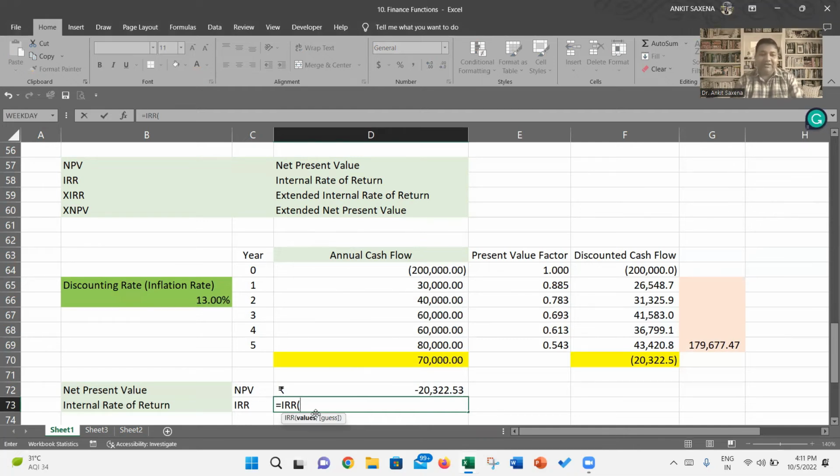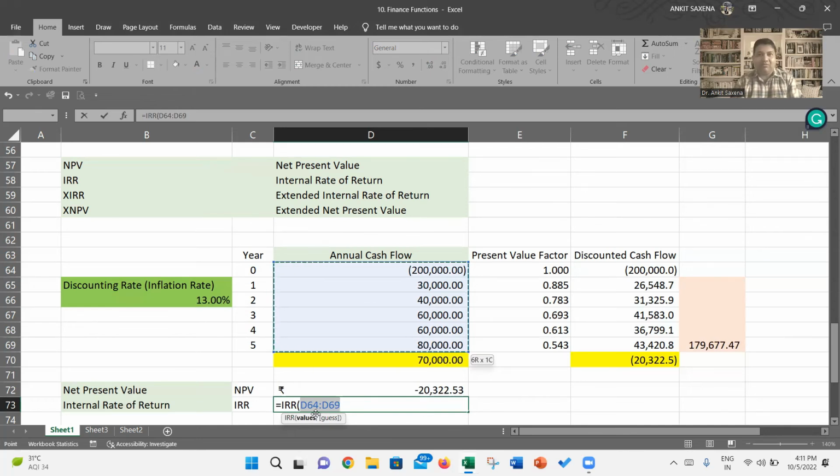So I'm using IRR, and what are the values here? The values are here, minus 2 lakh to 80,000. This is my entire cash flow cycle. Here we have to take the very first value as well, that is my cash outflow. So I'll take minus 2 lakh along with all the cash flows.